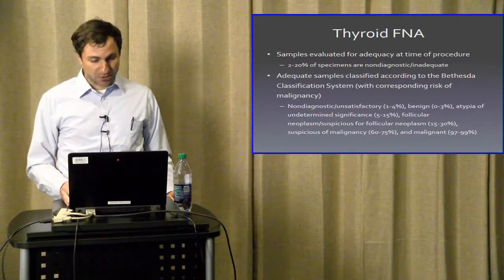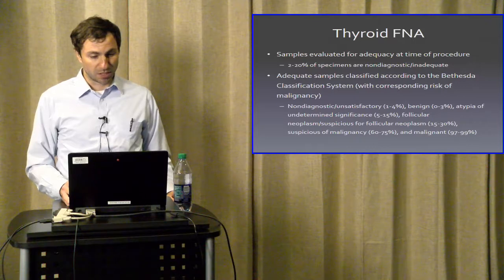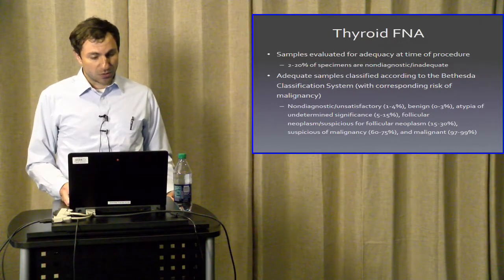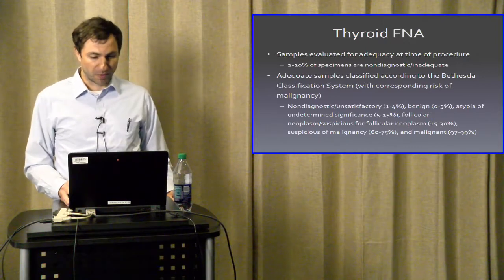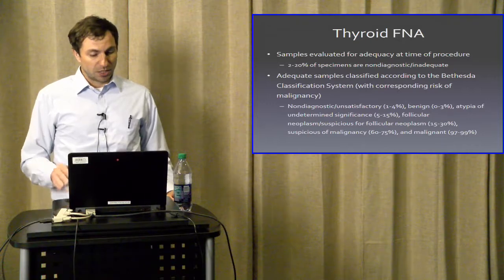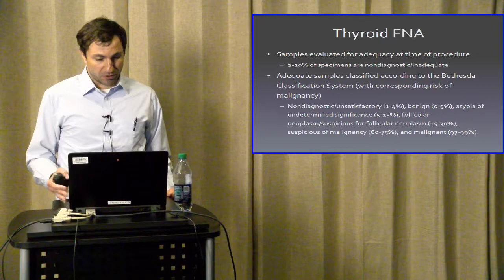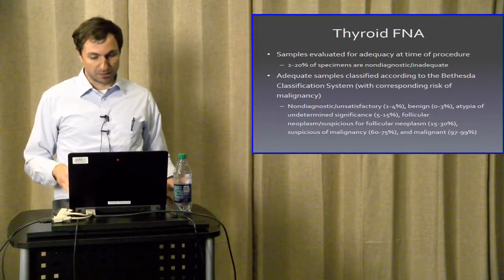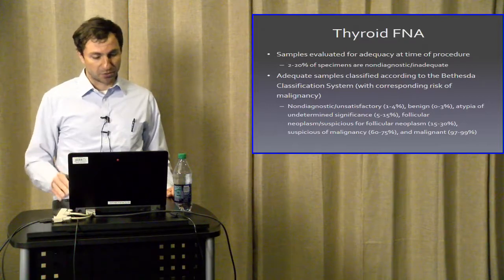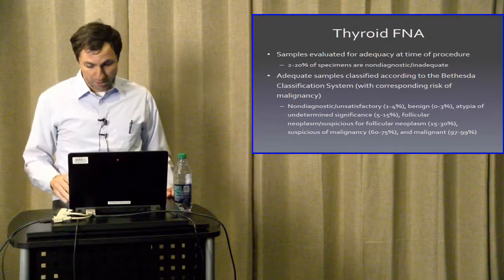Even with an adequate sample, there is a risk of the specimen being non-diagnostic when it's actually evaluated by a pathologist. Adequate samples are classified by the pathologist according to the Bethesda classification system. Basically, these are broken down into different categories. The pathologist will decide which category it gets lumped into, and each of those categories has its own risk of malignancy associated with it, which are in the brackets out to the side there.